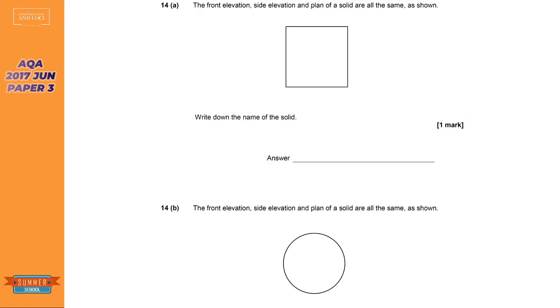So first question from AQA, it says the front, side and plan (or elevation and plan) of a solid are all the same and they are all squares. Write down the name of the solid. So if you imagine it, I can try and draw this in 3D as much as I can.